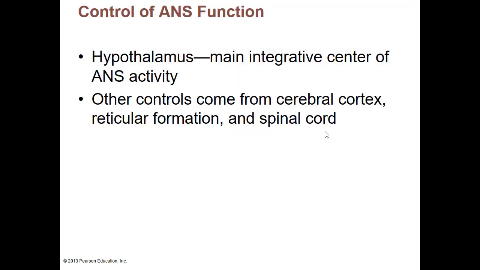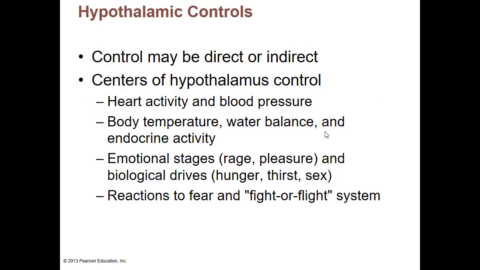Now, what controls all the autonomic nervous system? The boss of your autonomic nervous system is the hypothalamus. It's even called in your book the boss. They have it in the diagram. It's the boss of your autonomic nervous system. It controls your heart activity, your blood pressure, your body temperature, water balance, emotional states, fight or flight system. It controls your autonomic nervous system. The hypothalamus.